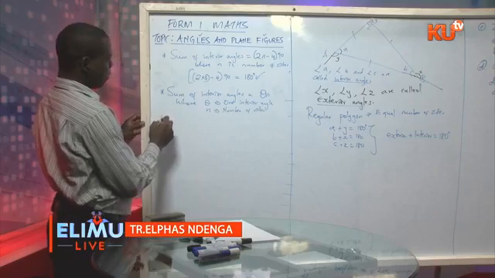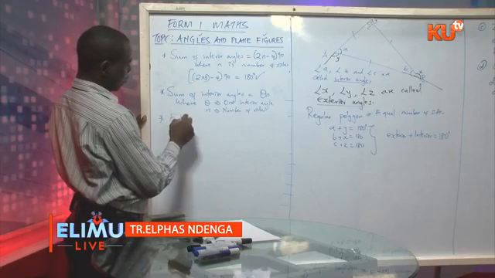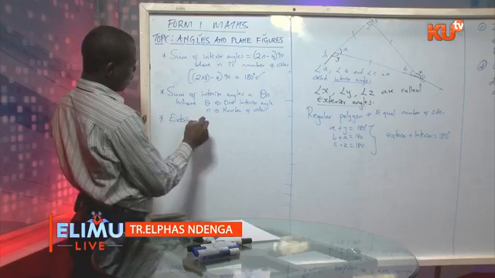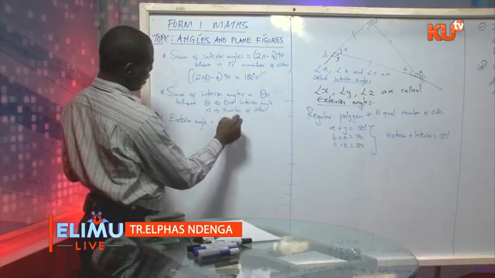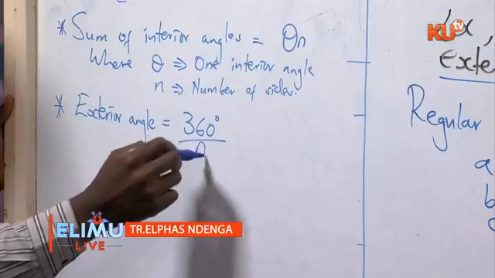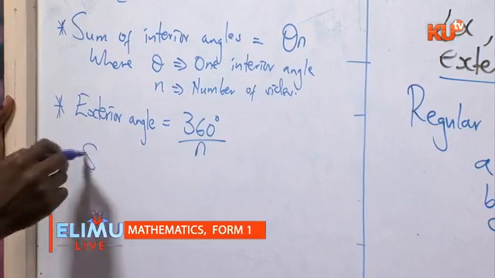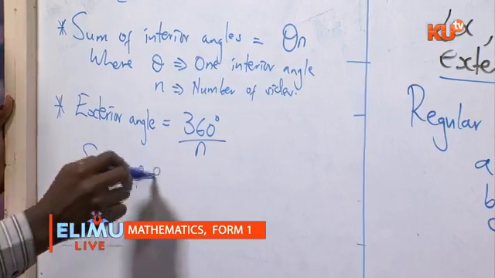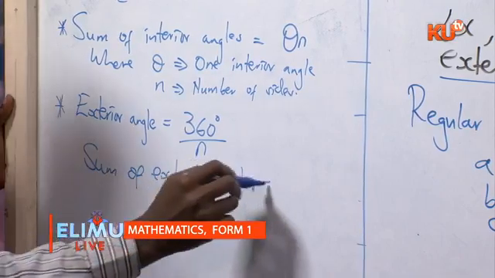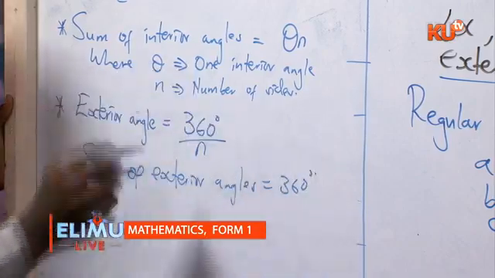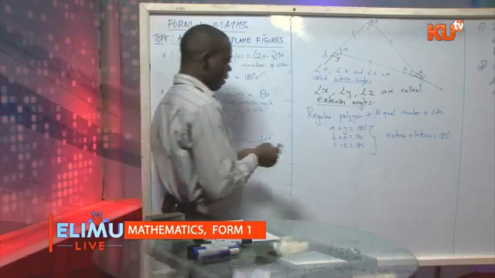Then we are going to apply the formula that when talking about an exterior angle of any regular polygon is 360 degrees divided by n, where n is the number of sides. This is based on the understanding that the sum of exterior angles is 360 degrees. So we have listed down these formulas that I want us to apply.